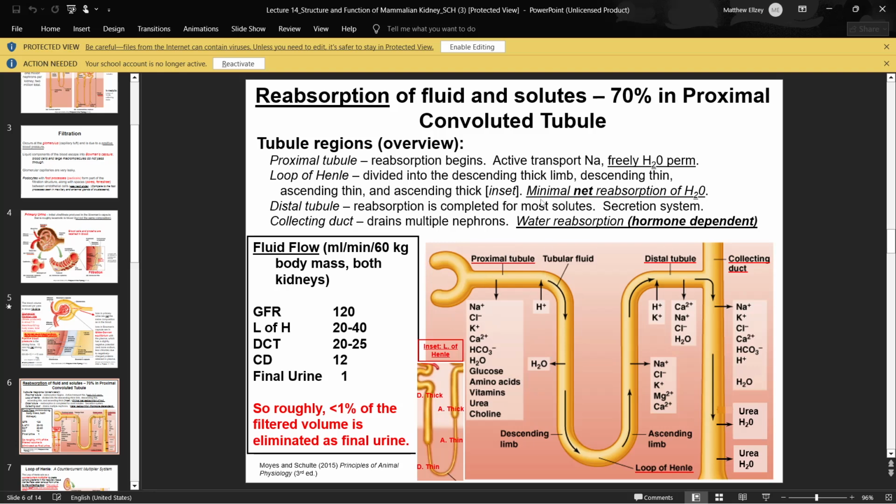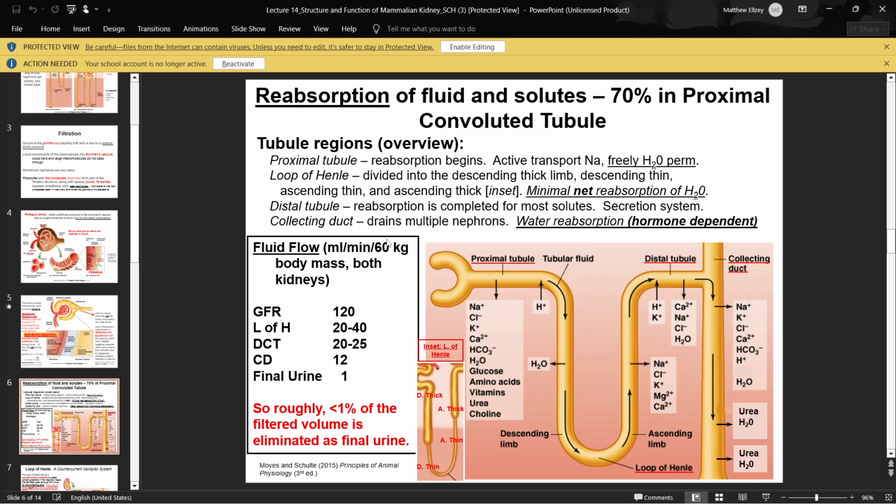But also important to note that there's not very much net reabsorption of water in the descending or ascending limb of the loop of Henle. Then we have the distal tubule right here. This is where reabsorption is completed for most solutes. So at this point, most of the solutes have been reabsorbed into the blood, and the distal tubule is actually where the secretion system occurs. Secretion is when we get transport of solutes back into the nephron to be excreted.